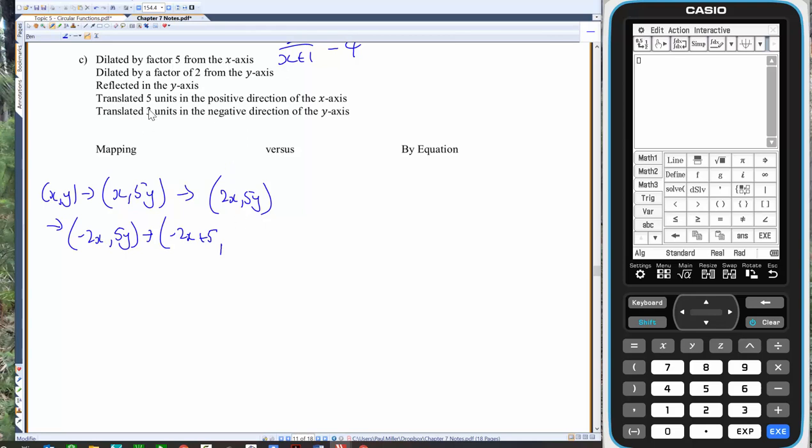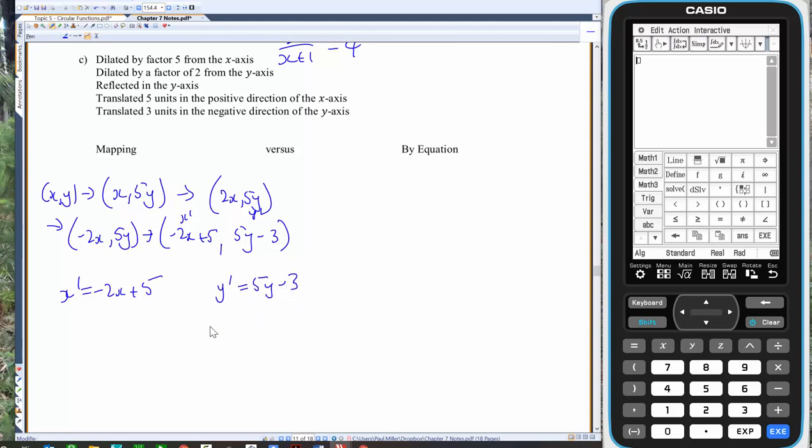I'm just going to be a bit bold here and do this in the same one. So translated 3 units in the negative direction of the x-axis, and I'm going to go 5y take 3. All right, this is x dash, this is y dash. x dash equals negative 2x plus 5. y dash is equal to 5y take 3.